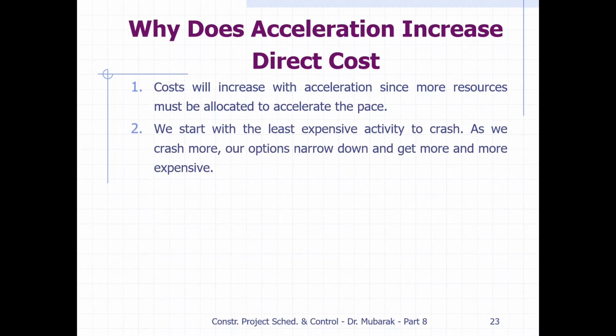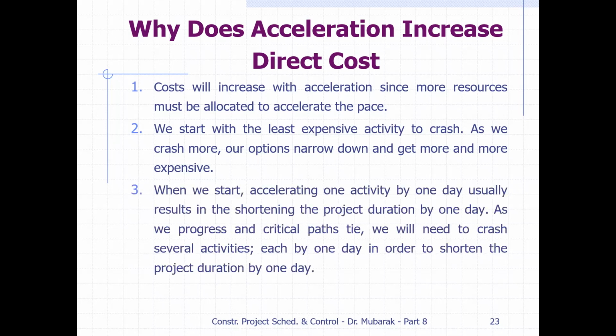So we start with the least expensive activity to crash. When we do the crashing, we start with the activity where the increase in direct cost will be minimum. As we crash more, our options narrow down and get more and more expensive. Once we have found the minimum optimum time, if we shorten more, then cost will increase.